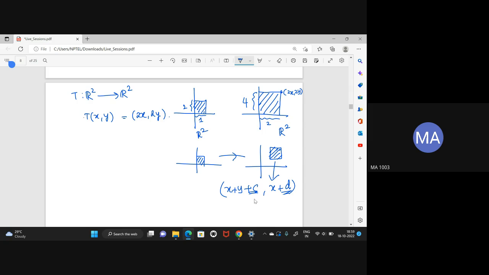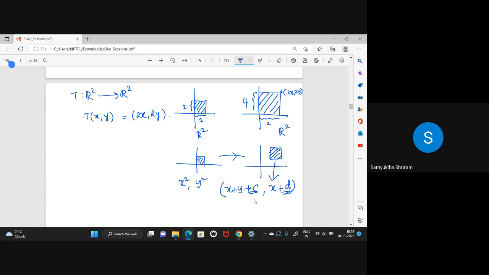And the shape is going to change if I have some x squared, y squared terms and all that, right? So the shape is also being preserved, and it's only going to become smaller or bigger in size. That's all.